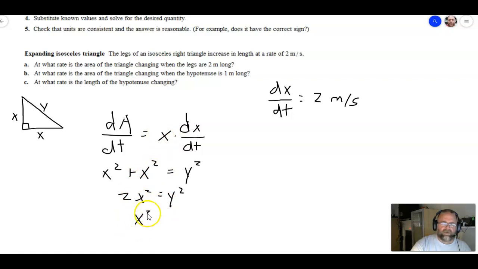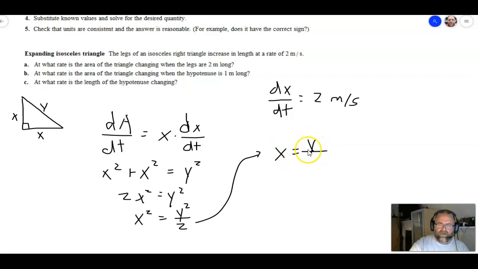So x squared is equal to y squared over 2. And I'll continue it up here. So take the square root of both sides. So x is equal to the square root of y squared over 2, and I can also write that as just y over the square root of 2. So I'm taking the square root at the top and the square root at the bottom there.